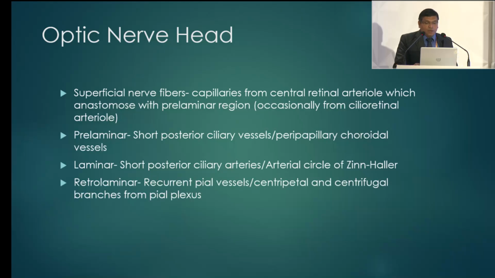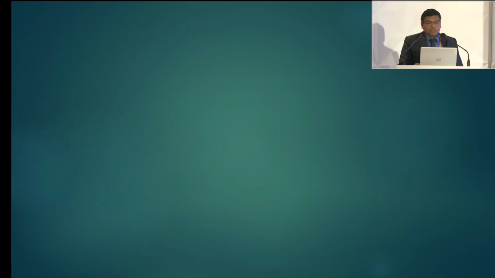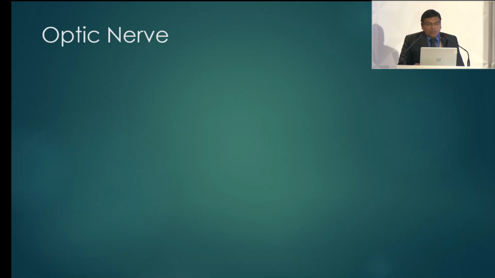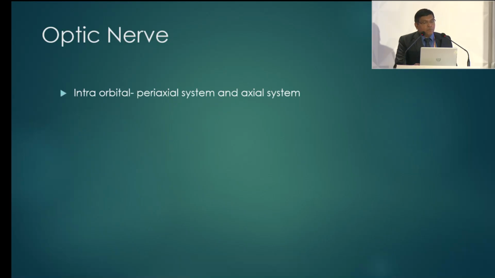The retrolaminar part is supplied via the recurrent pial vessels of the short posterior ciliary arteries and centripetal and centrifugal branches from the pial plexus, which is a product of the ophthalmic artery. So this is a schematic diagram of the blood supply. Considering the optic nerve, the intraorbital part, we can arbitrarily divide into two parts: the periaxial system and the axial system.